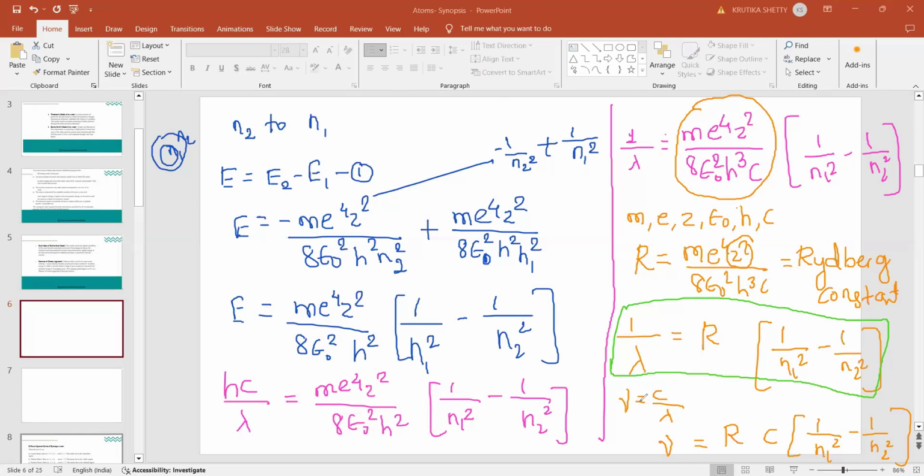Again, frequency is nu is equal to C by lambda. So for nu to appear, here C will be multiplied on this side. So therefore it is RC into bracket 1 upon N1 square minus 1 upon N2 square. So please copy down. If you have any doubt, please ask. I'll tell you the value of the R. I'll give you 2 minutes, copy down.